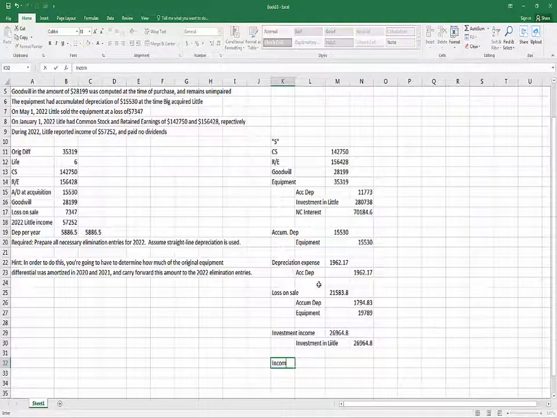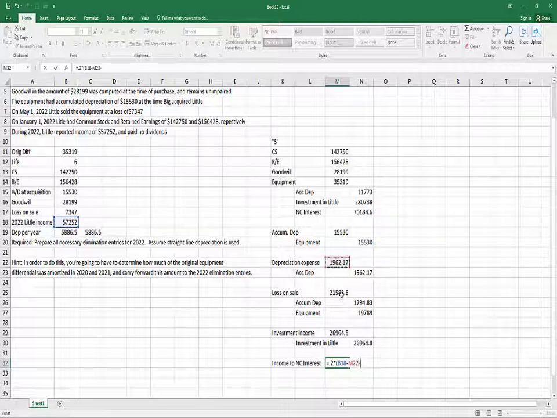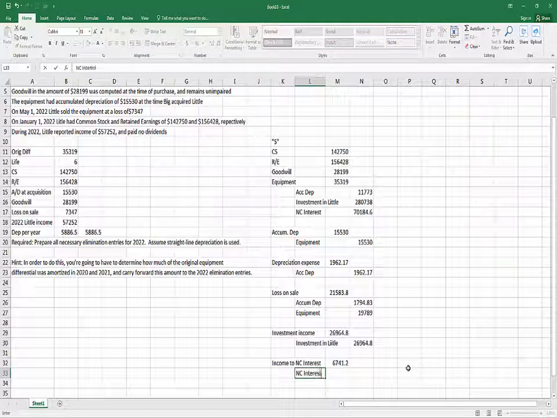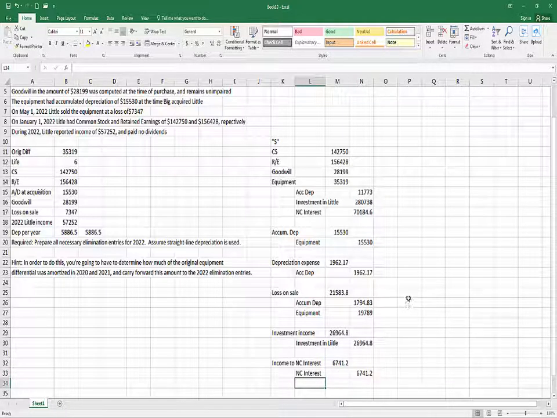Same drill for the income to the non-controlling interest. They're going to get their share, 20%, of the subsidiary's adjusted earnings. We start with the reported earnings, subtract out that additional depreciation expense, subtract out that additional loss, and we get that. Okay, so there's our solution to the sale of the differential asset when a separate accumulated depreciation account is used.